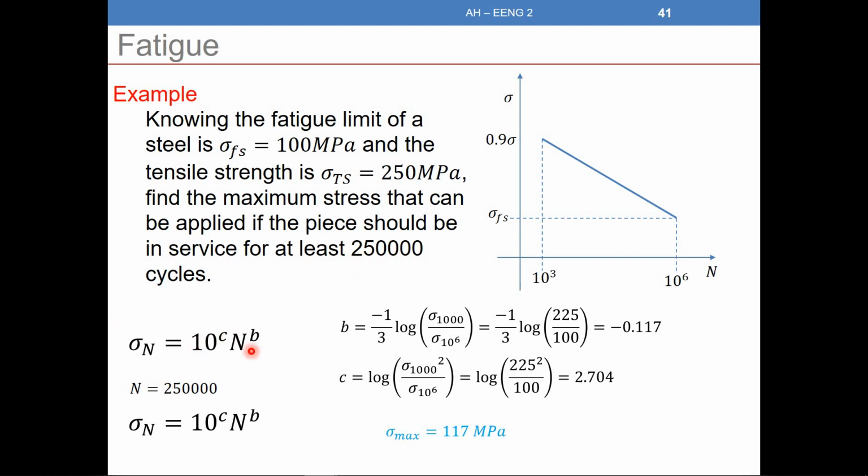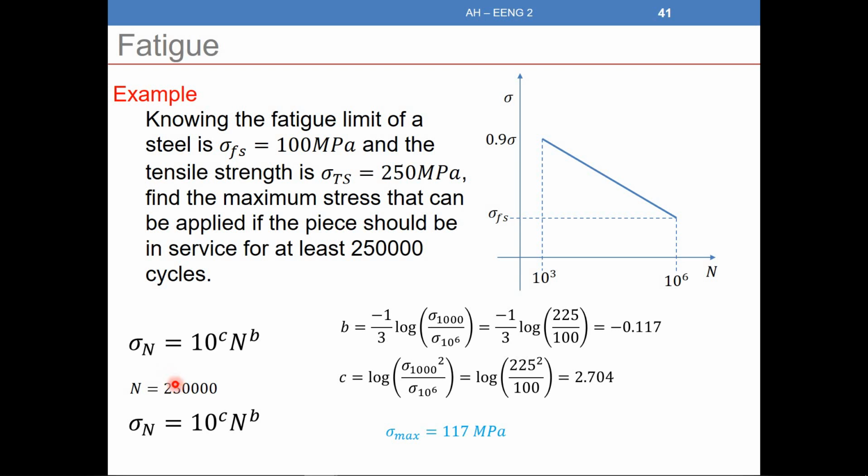So this is the formula that I use. I know that n is equal to 250,000 cycles. We need to find the corresponding sigma n. So sigma n is equal to 10 power c n power b. So b is given using this formula, c is given using this formula. These three are the same formula. This is the formula that I need to use. I have n, I need to find sigma.